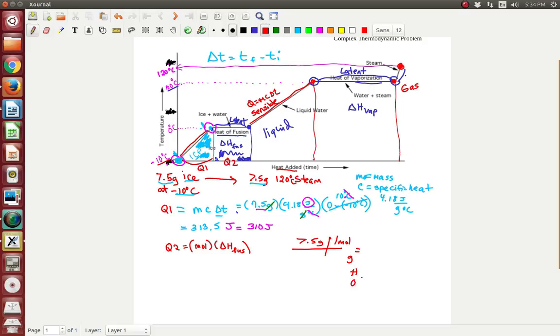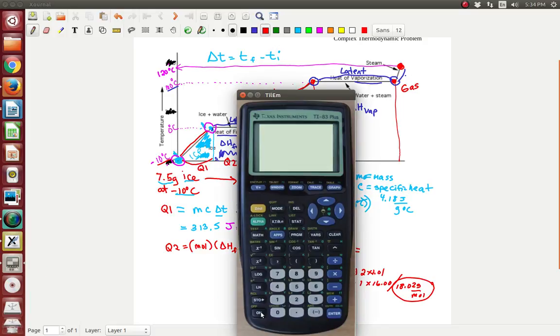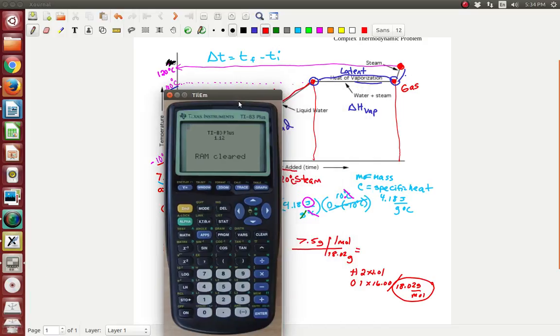H2O. So 2 H's, 1 oxygen. Notice this, H is 1.01 grams per mole. Multiply 2 times 1.01 and add 16, we get 18.02 grams per mole. All right, that's what I'm going to use here, 18.02. Now I'm going to calculate how many moles I have. Let me turn my calculator back on and scoot it over so we can see the work.